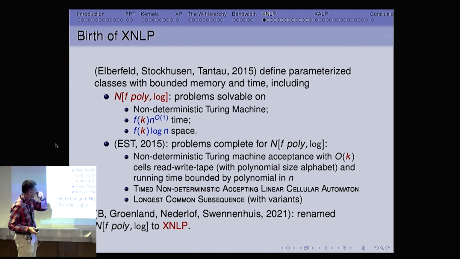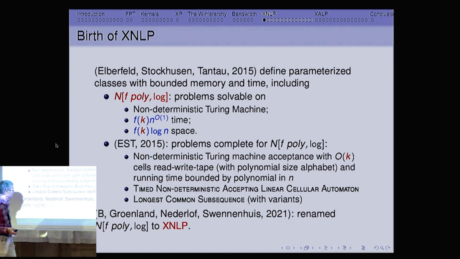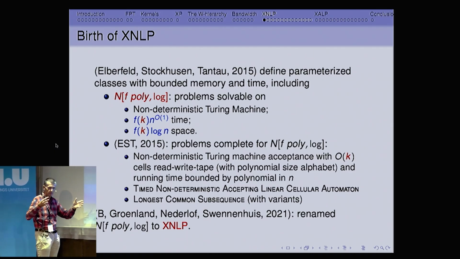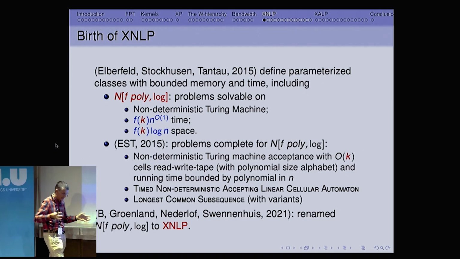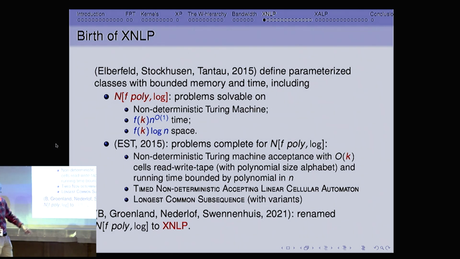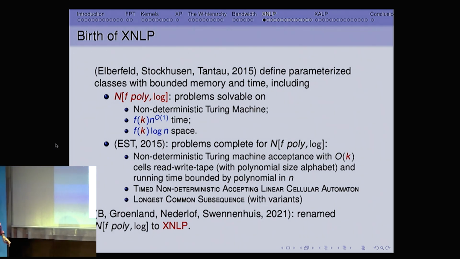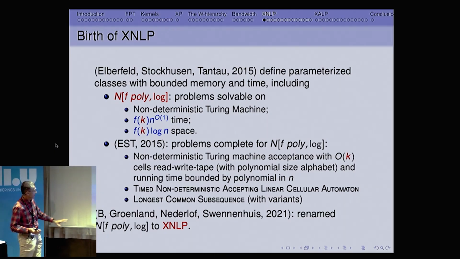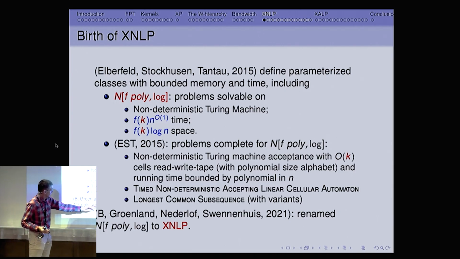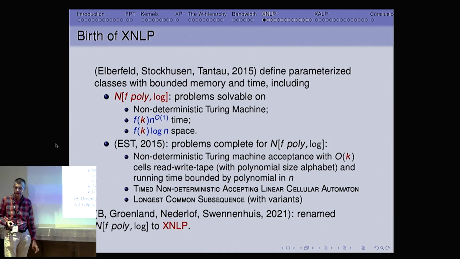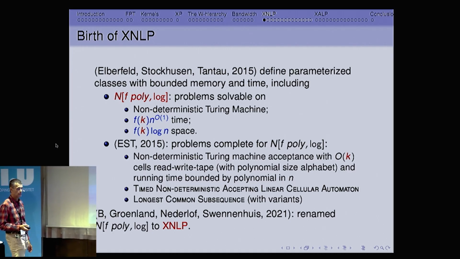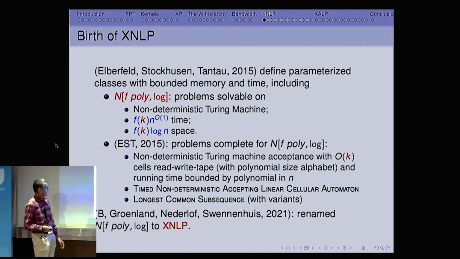Most interesting, I think, is a problem on strings, longest common subsequence. Nobody really looked at this. They actually didn't even mention this result in the abstract of their paper. But this was really what we needed. So I found N[f poly, log] too long, so we decided to call it XNLP because that is much nicer to pronounce.